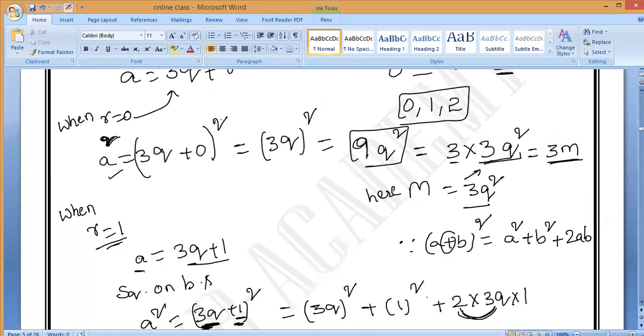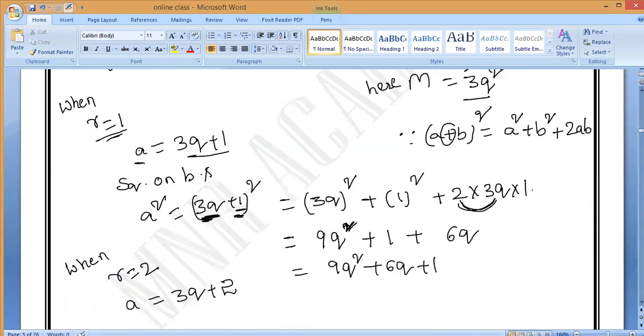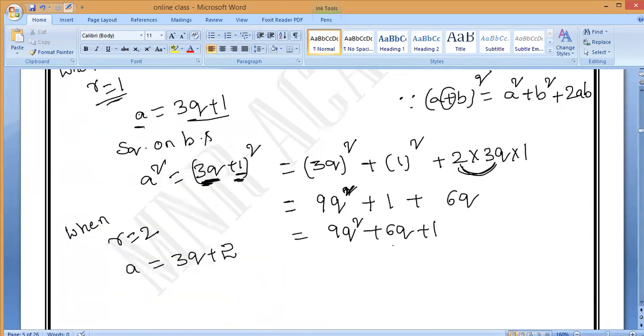Here we have to show that the square of any positive integer is in the form of 3m plus 1. So here 3 is common. Take 3 common from the first two terms. Don't disturb 1. See these two terms, what is the common factor? 3, ma'am.